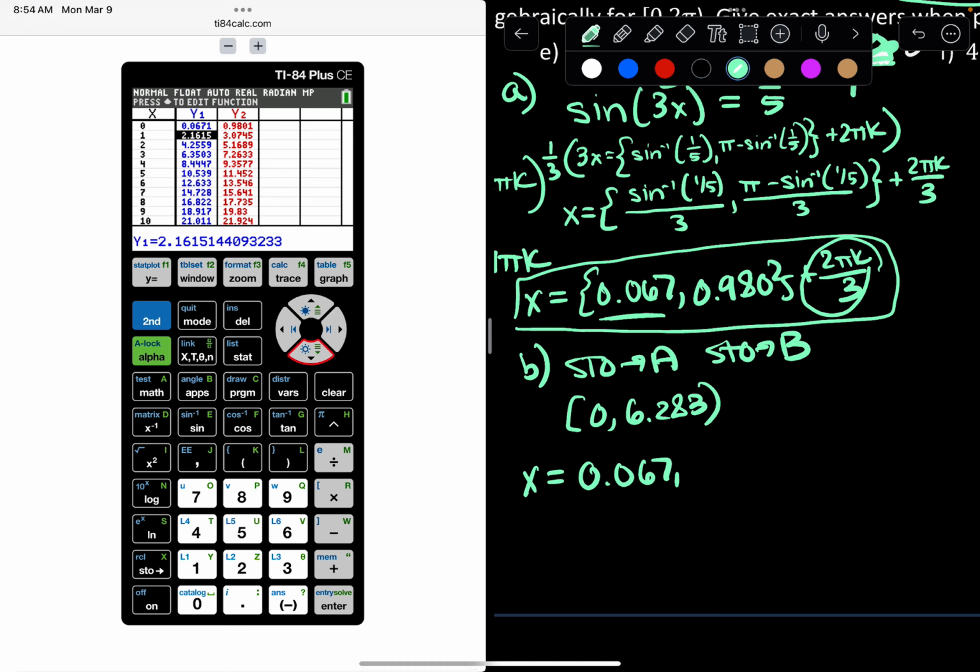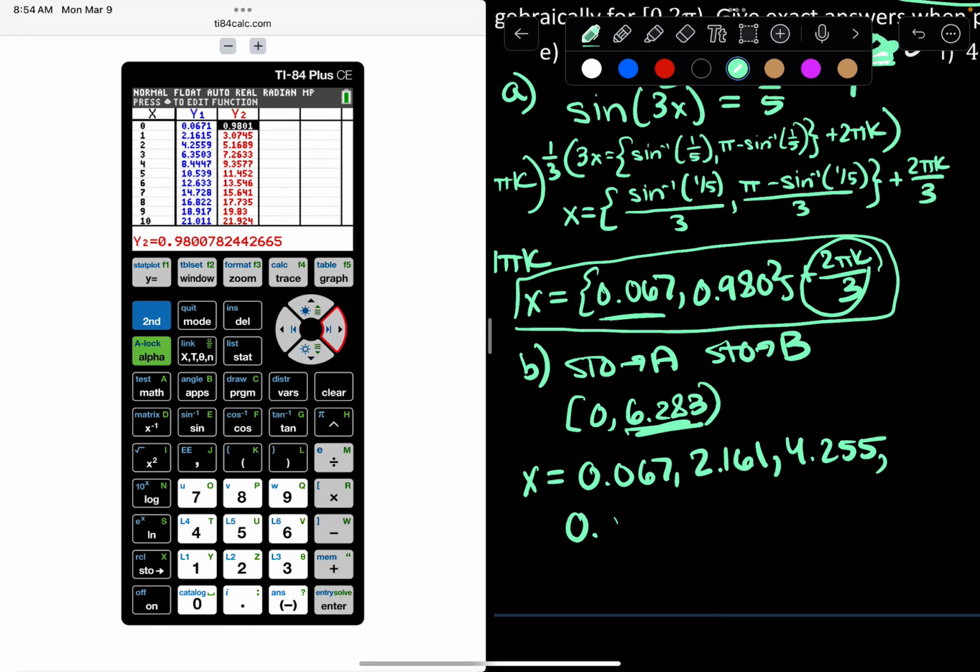Next, if I add 2π/3 to that, I get 2.161. If I add 2π/3 to that, I get 4.255. Add 2π/3 again, I get 6.35, but that's above my 6.283, okay? So I'm done with this column, so I'm going to go to the next column.